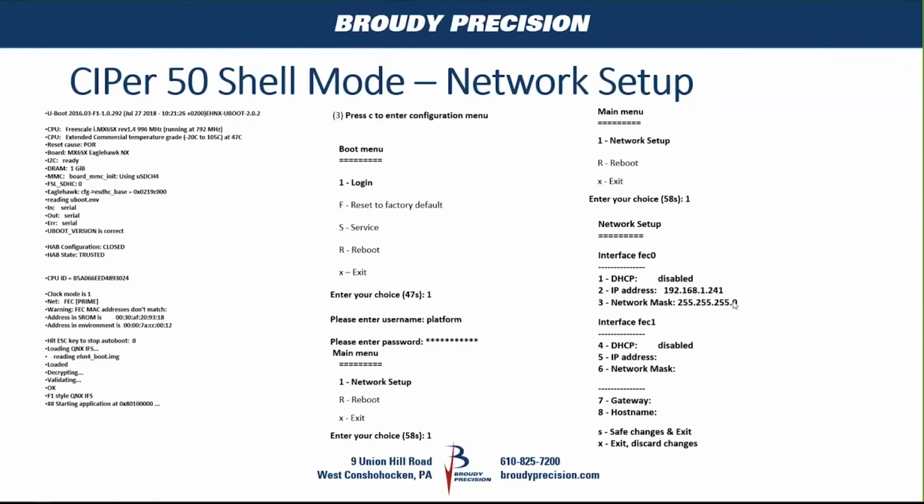So these are your choices for it. Once you make your changes on your network setup, you're going to hit S for save changes and exit. Somehow in the translation from Germany, save became safe. So S to save, and then obviously when you change your IP address settings, you got to reboot. So when you go back to the menu, you're going to hit R for reboot, and then you'll reboot the CIPer 50, and you'll be able to get in.